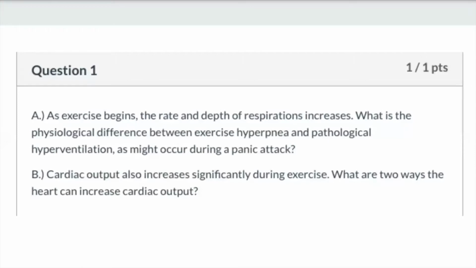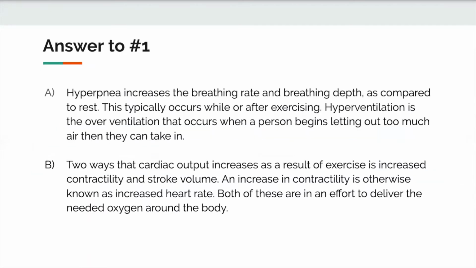On to question one, part A. As exercise begins, the rate and depth of respirations increase. What is the physiological difference between exercise hyperpnea and pathological hyperventilation, as might occur during a panic attack? So to continue with part A, the answer is hyperpnea increases due to the breathing rate and breathing depth as compared to rest. This typically occurs while or after exercising. Hyperventilation is the overventilation that occurs when a person begins letting out too much air that they can't take in.